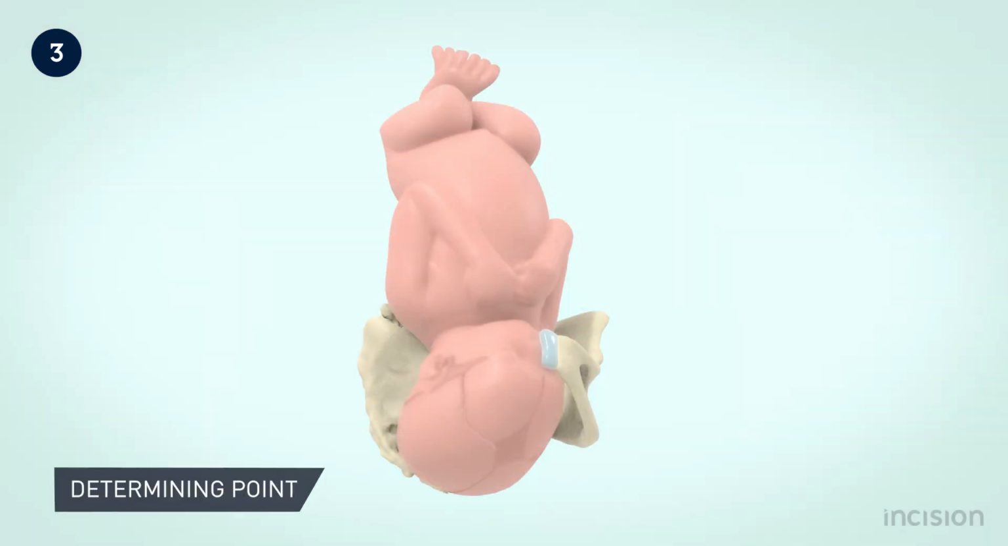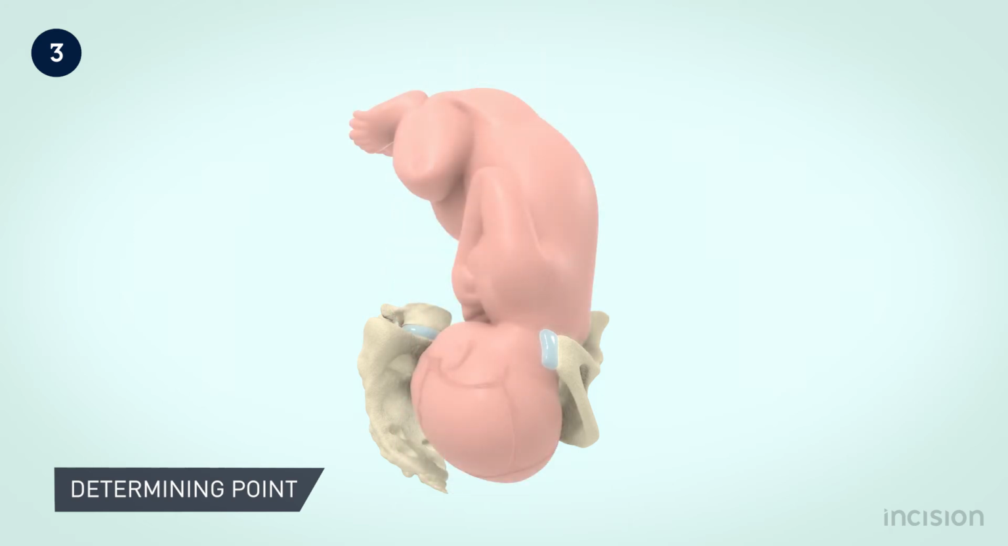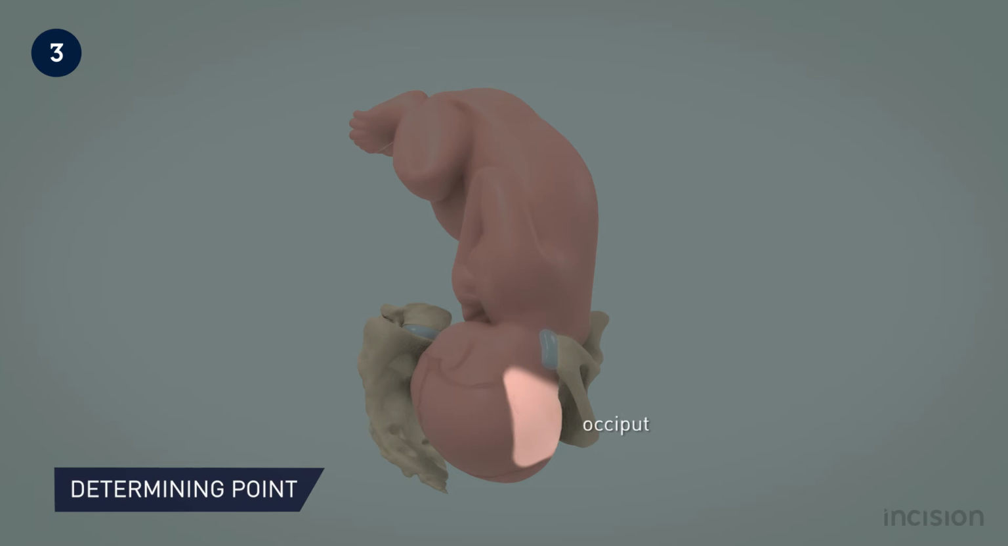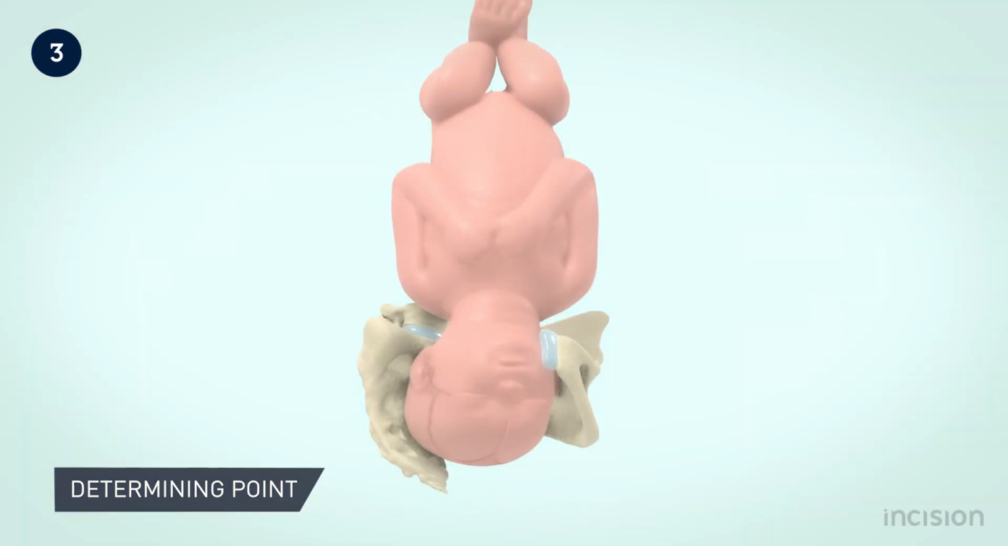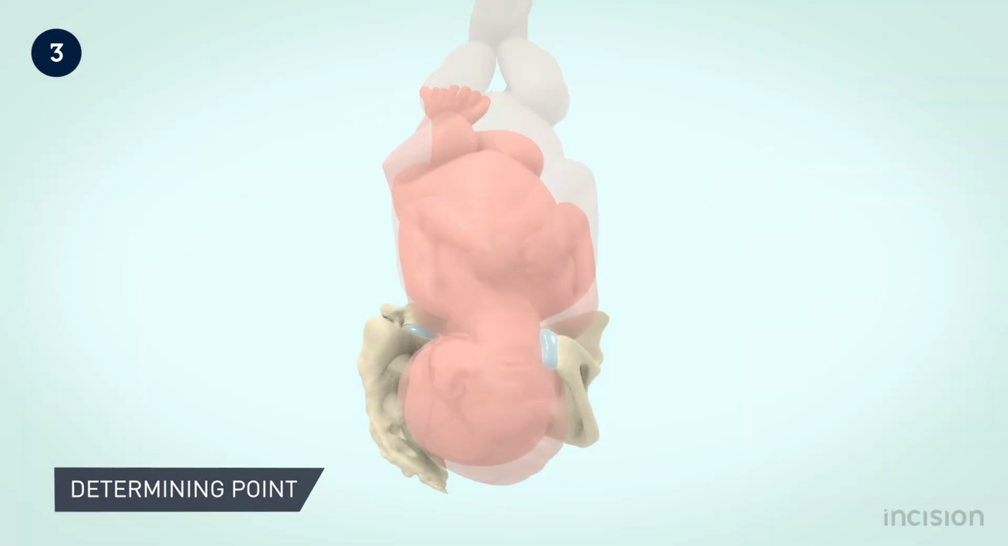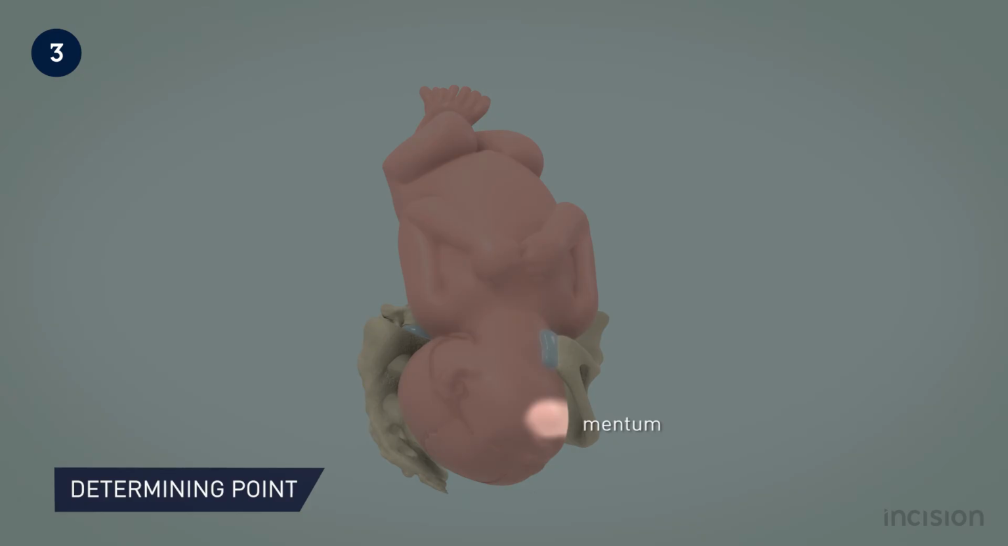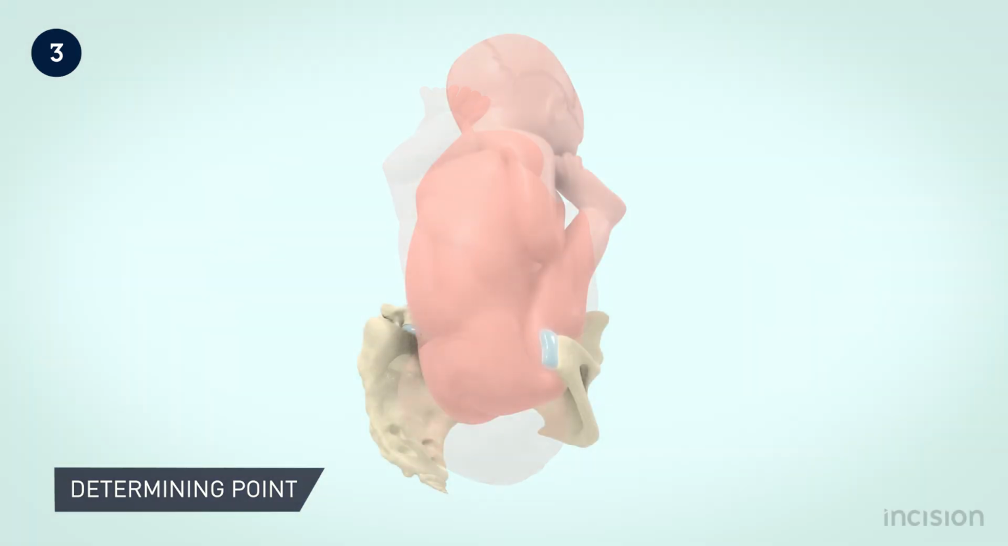The determining point is used to describe the position of the presenting part relative to the maternal pelvis. In a sinciput, occiput posterior, and occiput anterior presentation, the determining point is the occiput. In a brow and face presentation, the determining point is the mentum, also known as the chin. And in a breech presentation, the determining point is the sacrum.